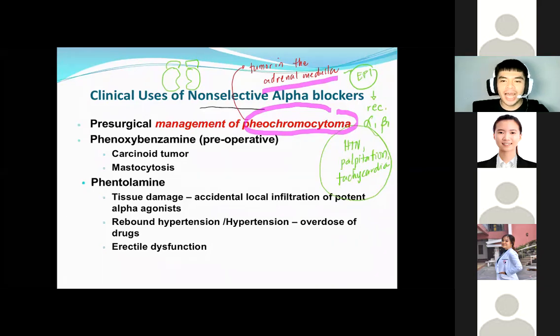Kaya, yung mga tao na may pheochromocytoma, very careful tayo sa paghawak sa area na makikita ang adrenal medulla, okay? Such as sa likod. So ngayon, anong implication or ano ang relevance of using non-selective alpha blockers?